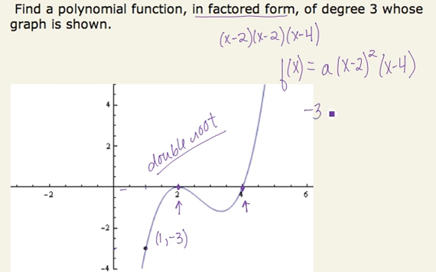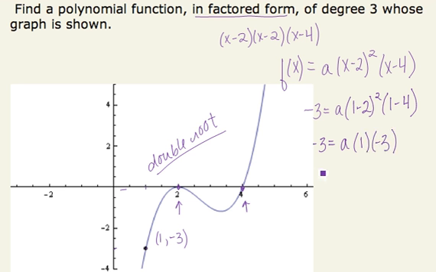So I get negative 3 equals a times 1 minus 2 squared times 1 minus 4. Well, 1 minus 2 is negative 1, squared is just 1, and 1 minus 4 is a negative 3. So negative 3 equals negative 3a. Dividing by negative 3, I get a equals 1.